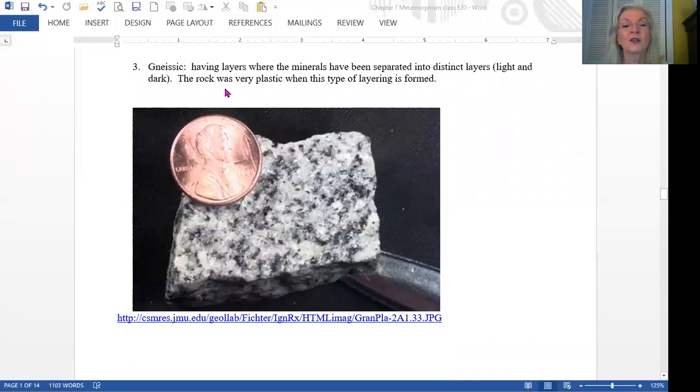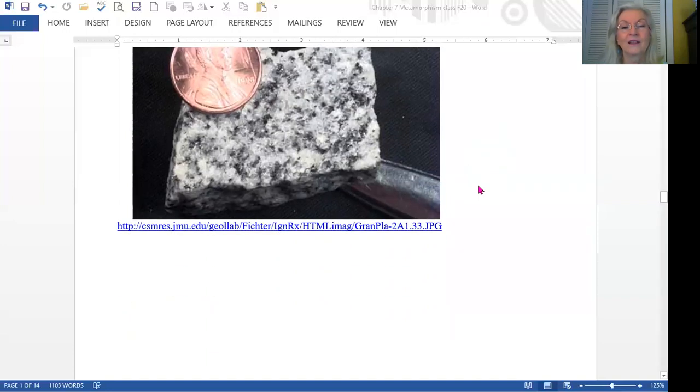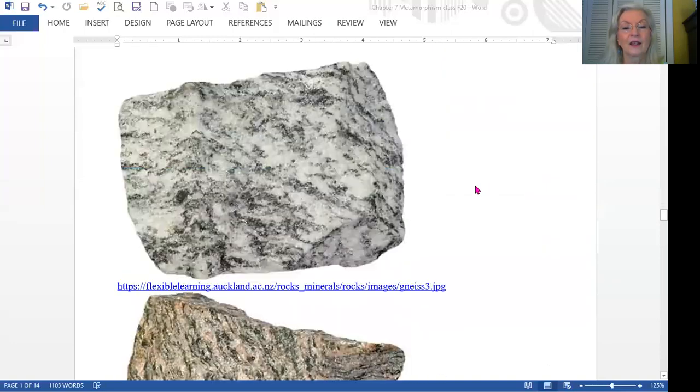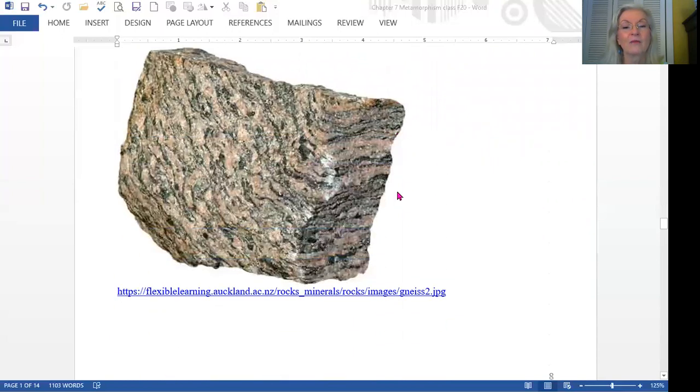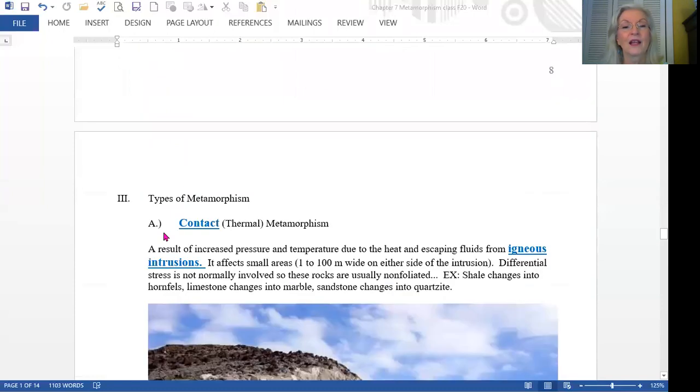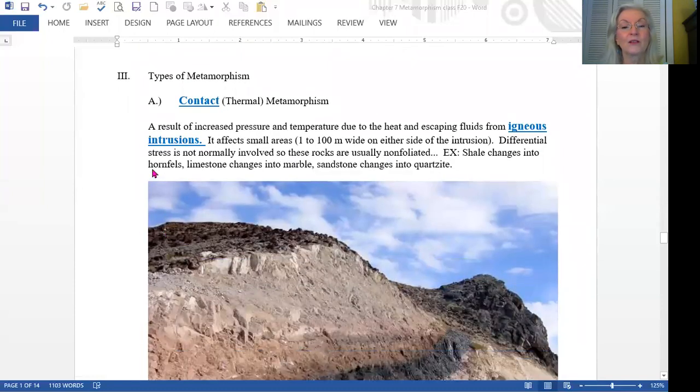A gneissic layering is when you have a light and a dark mineral in the same metamorphic rock. So here is an example of it, a black and white. This piece of gneiss probably started out as granite. Granite is an igneous rock. Here is another one of gneiss. Here's a pink and black one. And we saw earlier the Ogden gneiss with the round little balls.